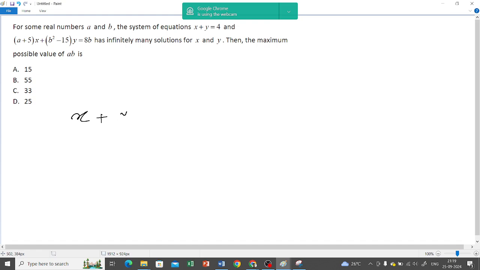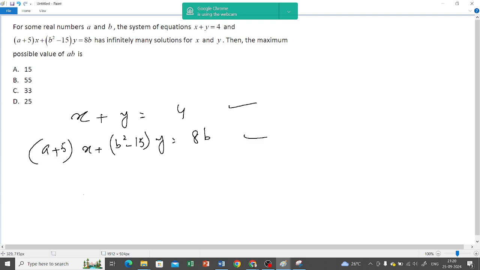So these are the two equations, x plus y is equals to 4 and a plus 5x plus b square minus 15y is equals to 8b. This is what we have, right? Now say both of them have infinitely many solutions. When both of them have infinitely many solutions, how to write the thing? You see, in that case, you see both of these have infinitely many solutions.